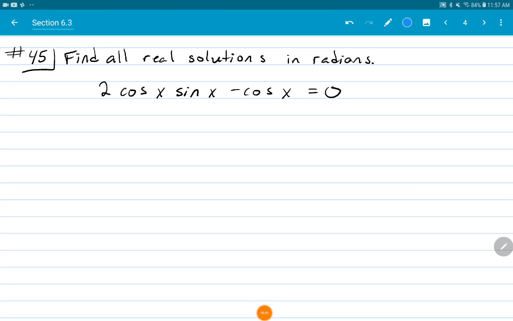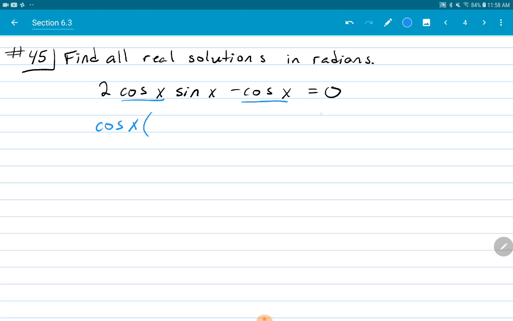Section 6.3, number 45, we're going to use factoring to find all the real solutions in this and give our answer in radians. So looking at this, what can I factor? The first thing I do when I try to factor is look for if there's a greatest common factor. And there is here. I'm going to pull out this cosine of x.